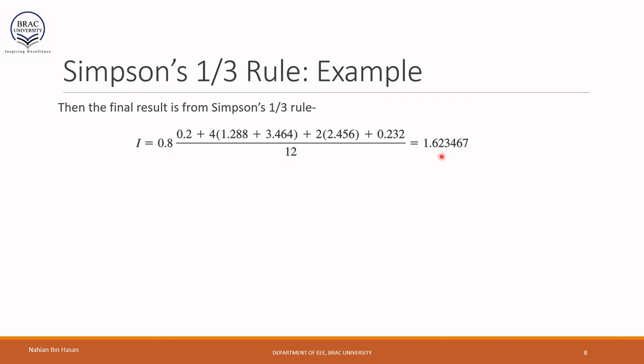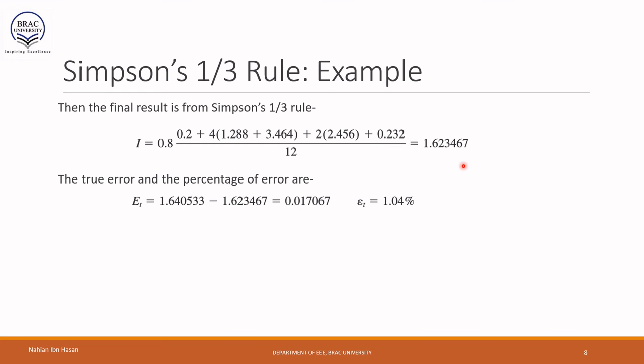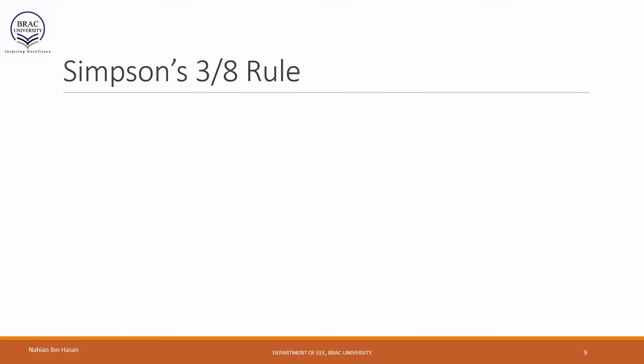So we have the integration value, which is 1.623467, and if we compare with the true value, we have a percentage error of only 1.04%. This is very low, and with more segments we can easily go toward the exact value with a smaller percentage of error.